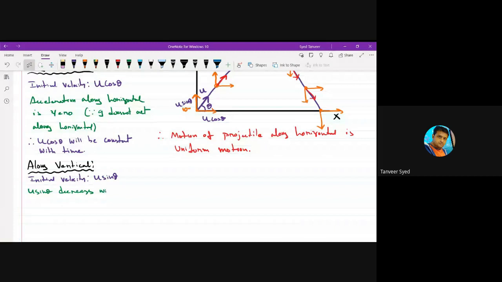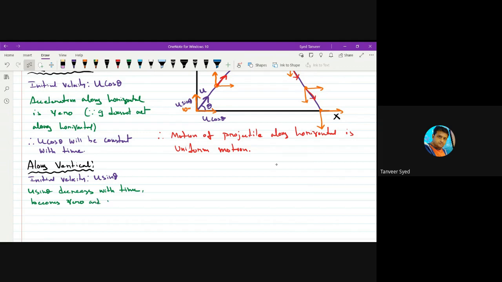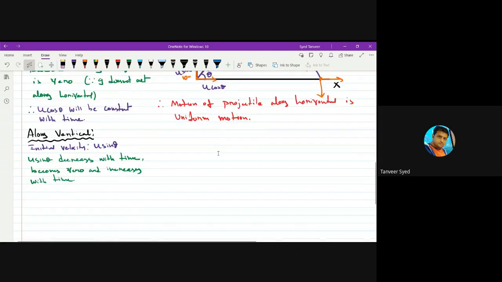decreases with time, becomes zero and increases with time. From time of projection it decreases until maximum height is reached, then increases in the opposite direction until it strikes the ground. Okay.